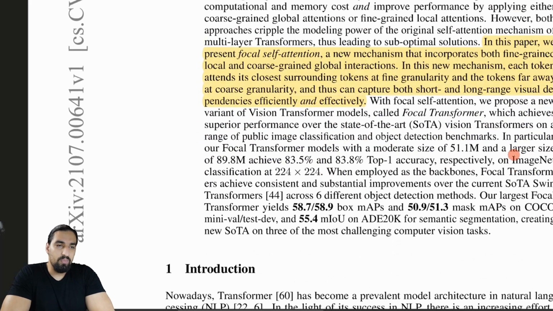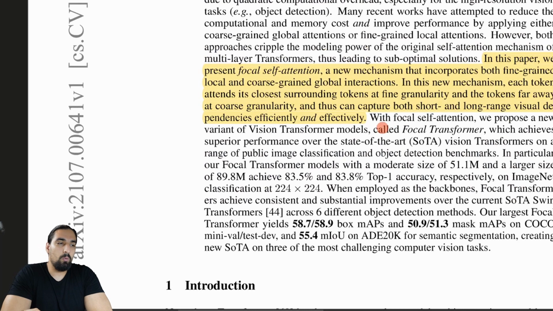Just reiterating here: in this paper, we present focal self-attention, a new mechanism that incorporates both fine-grained local and coarse-grained global interactions. In this new mechanism, each token attends to its closest surrounding tokens at fine granularity and to tokens far away at coarse granularity, and thus can capture both short- and long-range visual dependencies efficiently and effectively.